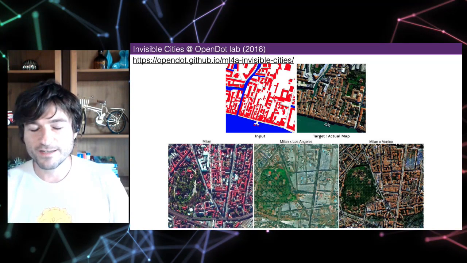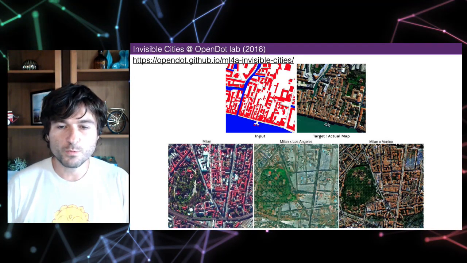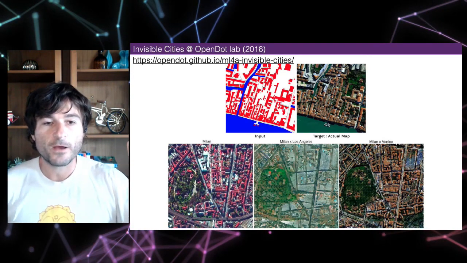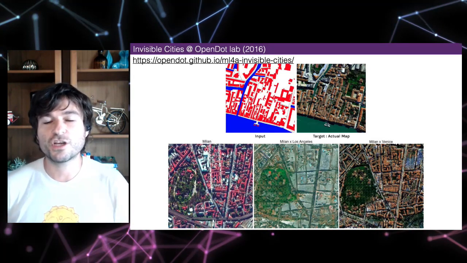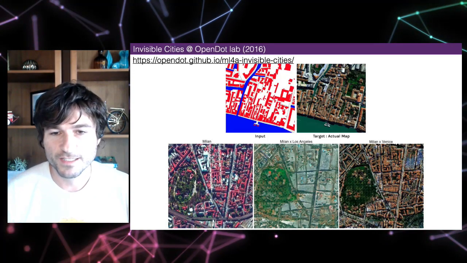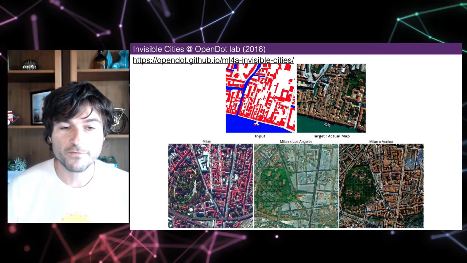And then what you could do is, once you have these models, you can take the map tiles from one city and run them through the generative model of another city. And so you get this sort of city style transfer. So for example, on the left here, you have overhead of Milan.